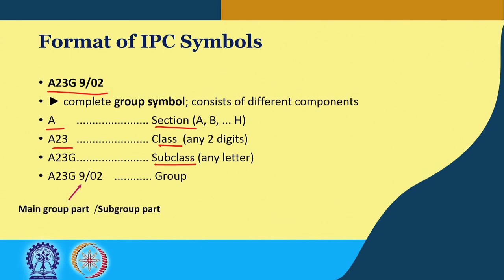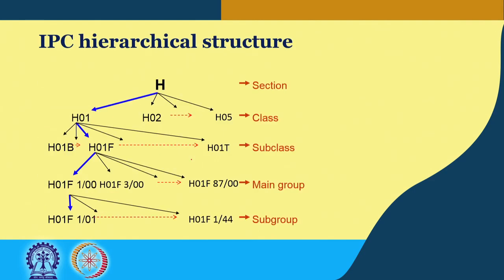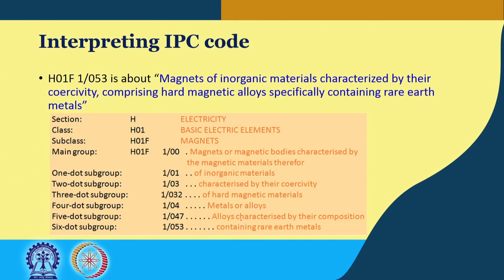Here you see the main group part and also the subgroup part. Understanding the classification system is important to find the relevance of this hierarchical structure that is used in relation to the grouping of a particular invention. You have a section, a class, a subclass, a main group and a subgroup. Were I to search with H01F1/44, I would exactly know what is the specific grouping of this invention in that particular area. This helps in tracking information.